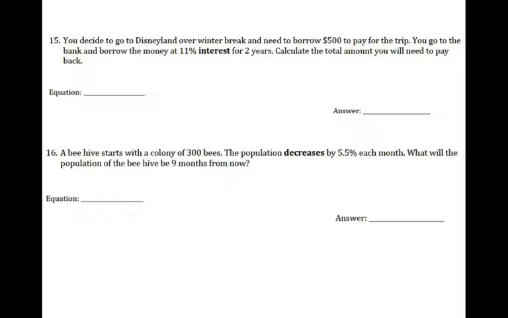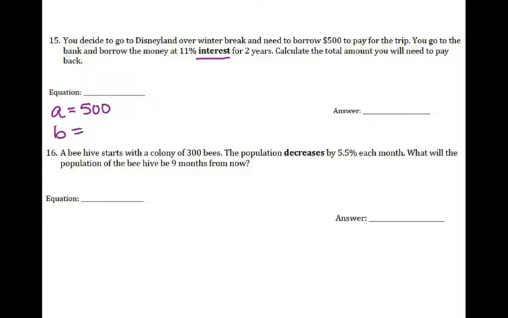All right, next up, you are going to Disneyland over winter break. You need to borrow $500 to pay for the trip. You go to the bank and borrow the money at 11% interest for 2 years. Calculate the total amount you need to pay back. So anytime we're talking about interest, interest is always added to the amount that you borrow.